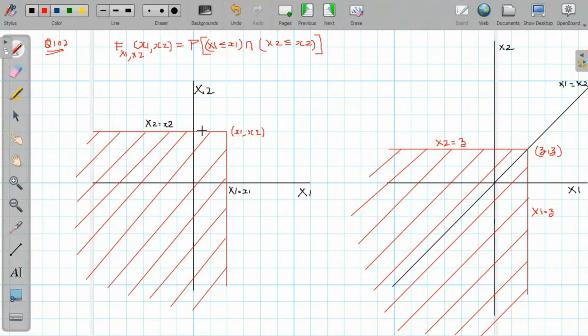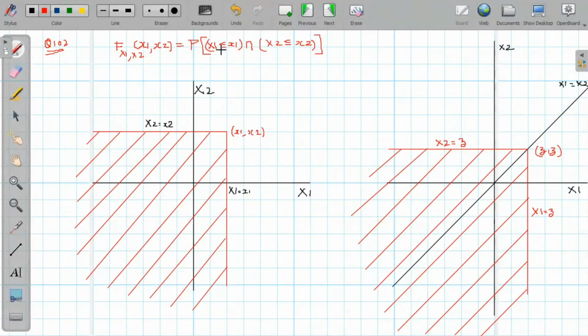We can see in the first diagram, on this axis, this point is small x1. So this line that is passing through this point is the capital X1 is equal to small x1 line. Similarly, on the x2 axis, this point here is small x2. So this line that is passing through this point here is capital X2 is equal to small x2. And these both lines will intersect at this point small x1 comma small x2.